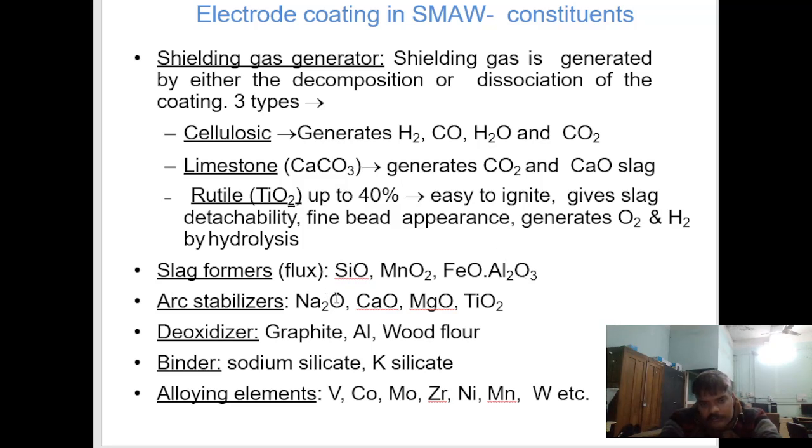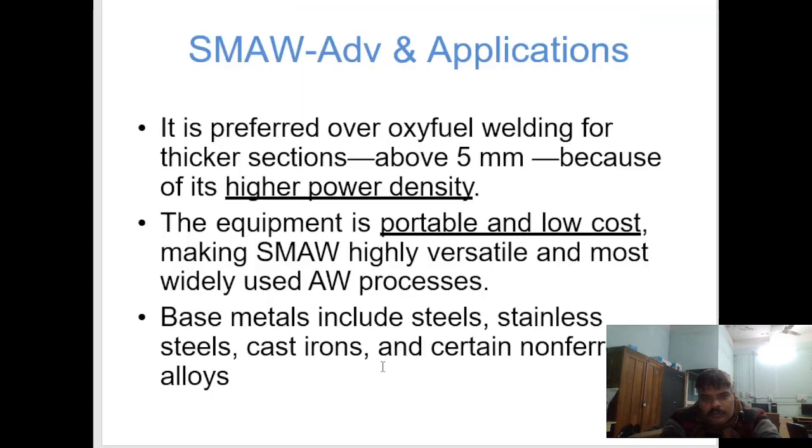Arc stabilizer: sodium oxide, calcium oxide, magnesium oxide, titanium dioxide. Deoxidizer: graphite, aluminum, wood flour. Binder: sodium silicate. Alloying element: vanadium, cobalt, molybdenum, nickel, magnesium, tungsten.